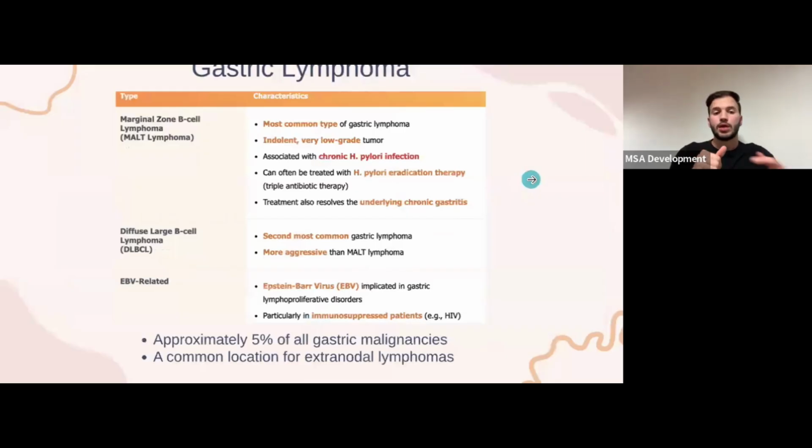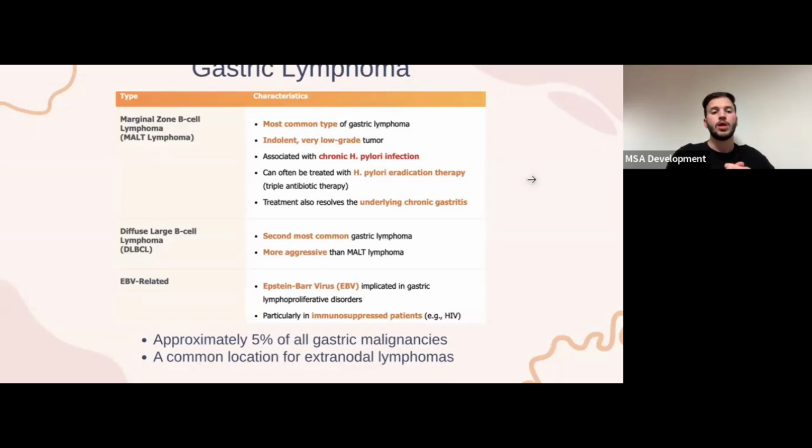Gastric lymphoma. We have two main types. The first type is marginal zone B-cell lymphoma or MALT lymphoma, the most common type. The second type is the diffuse large B-cell lymphoma. Now, for the MALT, it's a very low-grade tumor. It's associated with a chronic H. pylori infection. So it can be treated if we do remove the H. pylori.